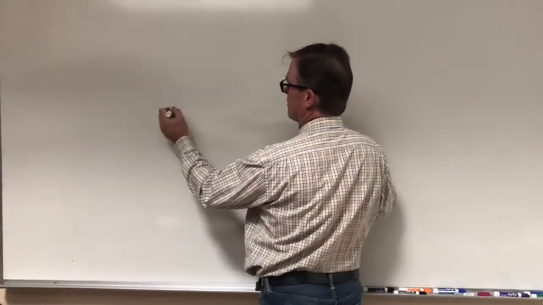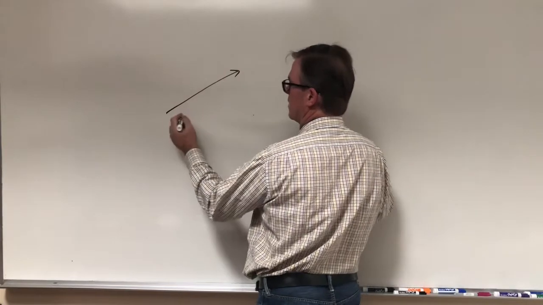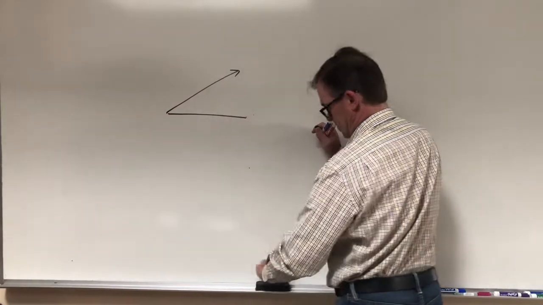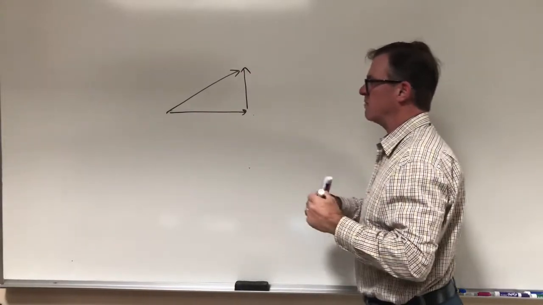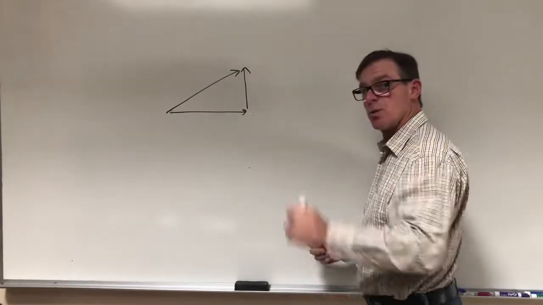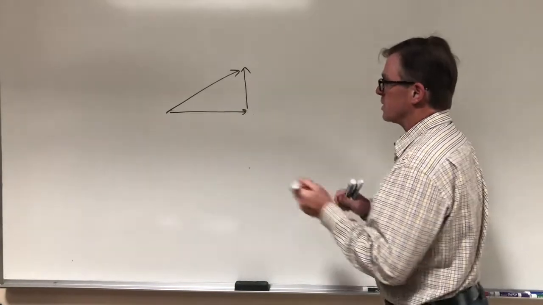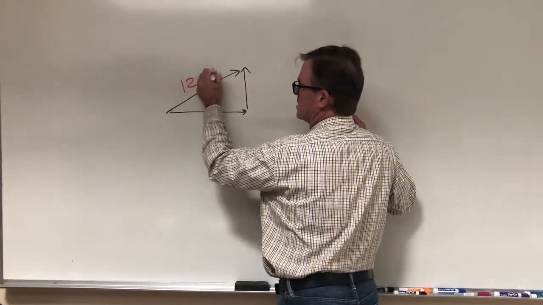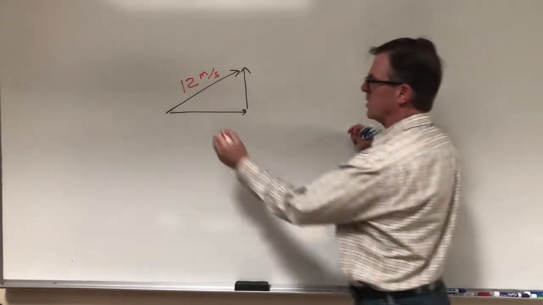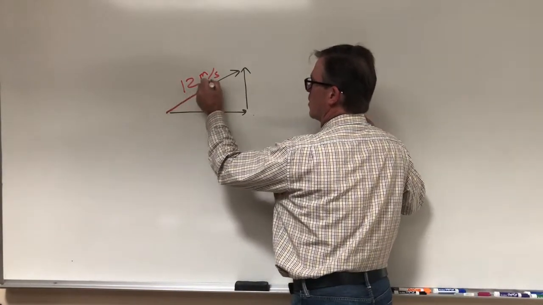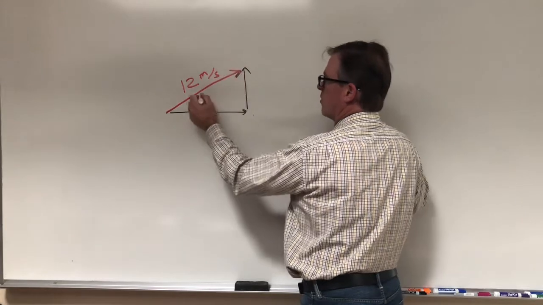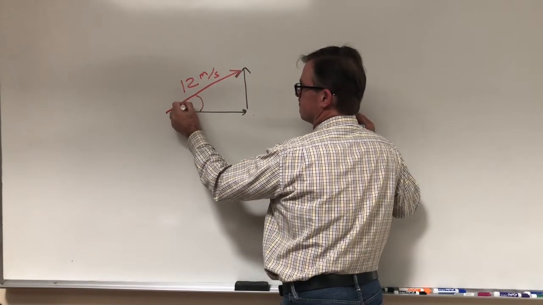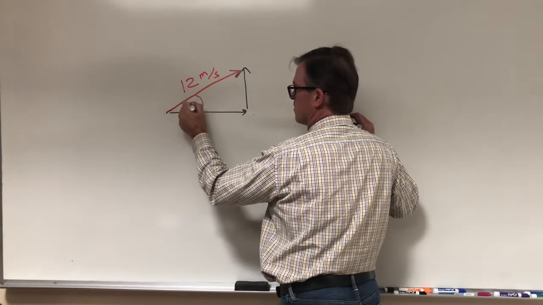But let's say for the moment that you have the hypotenuse and you wish to know the two sides. I've drawn vectors with arrows just because that's where we're going. Let's say that this is 12, and specifically it's a velocity, 12 meters per second. And you know the angle, but you don't know a side. Say this is 28 degrees.